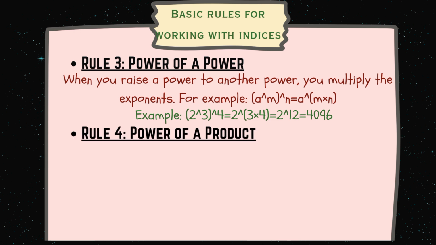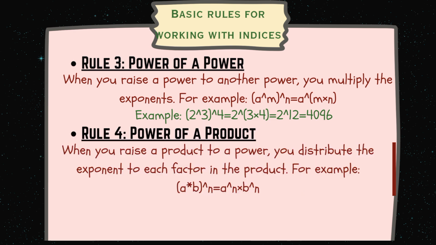Rule number 4 is power of a product. When you raise a product to a power, you distribute the exponent to each factor in the product. For example, we have 3 times 4 in a pair of brackets that is raised to the power of 2. This will mean that we will raise both 3 and 4 to the power of 2. This would result in 9 times 16, which is 144.